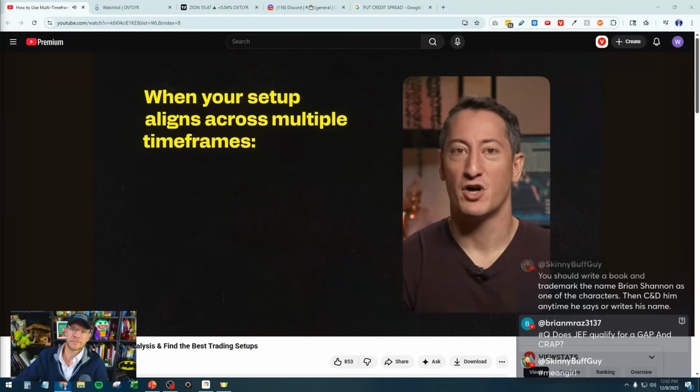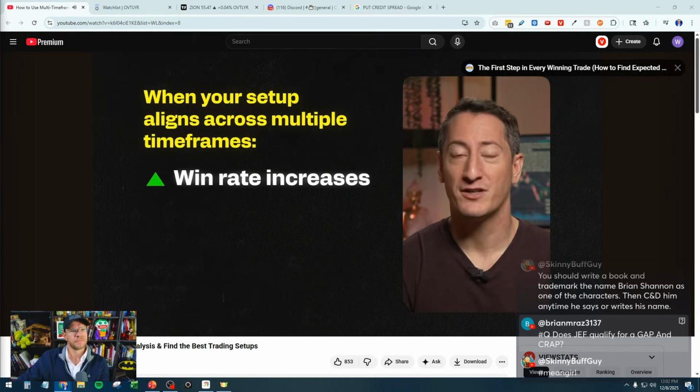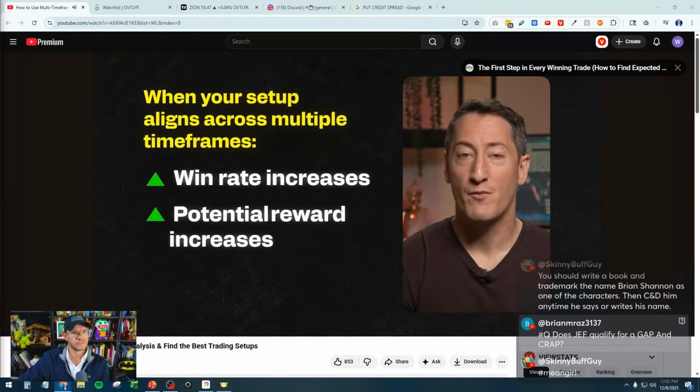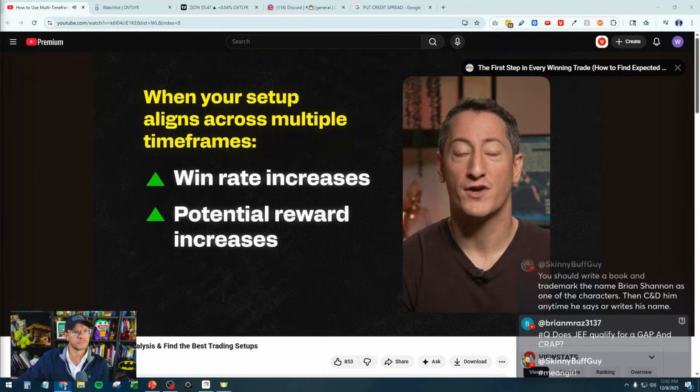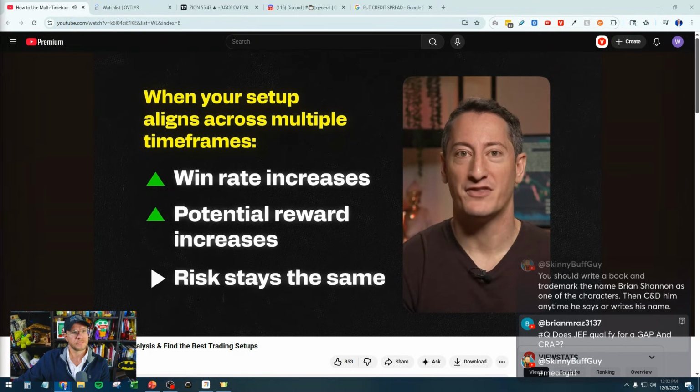When your setup aligns across multiple timeframes, your win rate increases because you've got more confirmation and more participants acting in your favor. Your potential reward increases because bigger players create bigger moves. You're no longer trading for a 10-cent scalp. You're catching a multi-dollar move that's being driven by bigger money participants. And your risk often stays about the same because your stop is still tucked behind the same key level. You're just now entering a higher quality trade.